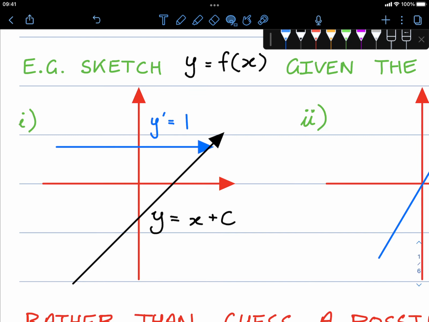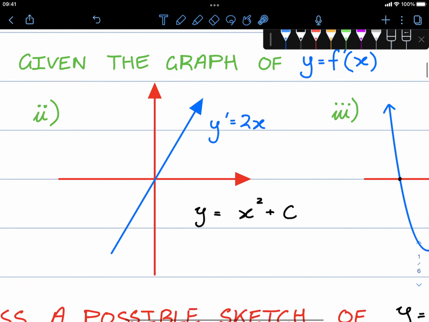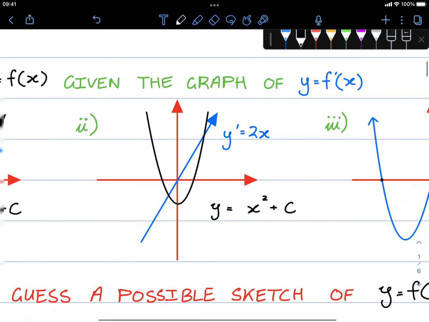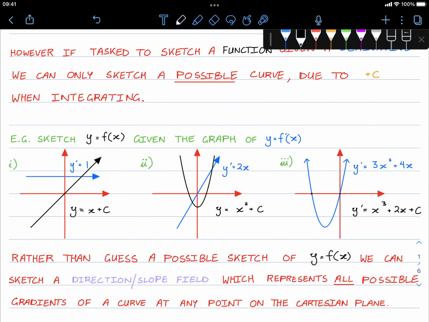So because of the plus c, there is uncertainty as to where the function should be sketched. Likewise with this, if c were, let's say, 0, it'd be something like this. But c could be -1, which would be down here. c could be -10, which would be all the way down here. So I think you understand the issue when it comes to sketching the function from the derivative.